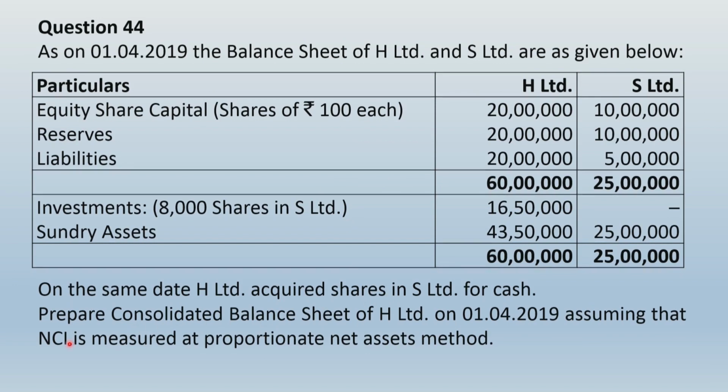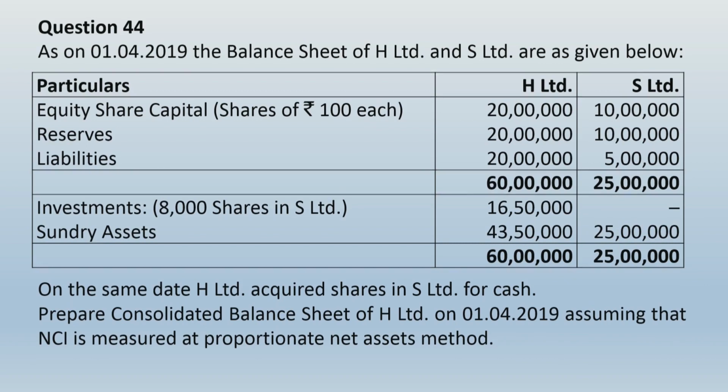And as per the requirement of the question, it will be measured at proportionate net asset method. So it will be 20% of 20 lakhs, that would come to 4 lakhs. So you are going to eliminate both of these against this investment, and then you are going to recognize two new components. One is the goodwill arising on acquisition and another is the non-controlling interest. And regarding other assets and liabilities, the balances of S Limited will simply be merged with H Limited, and that is how you are going to present the consolidated balance sheet.